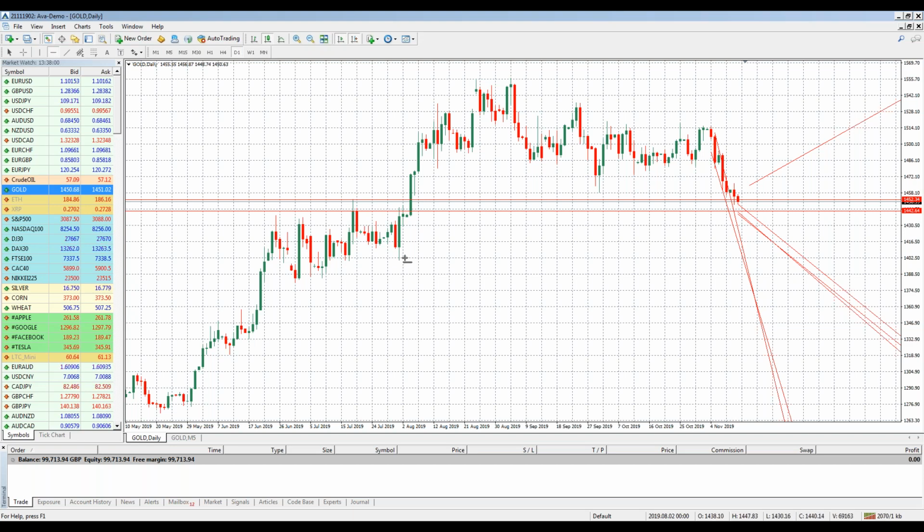The next major support is like down here, all the way down to 1402, 1403, right? So a lot to work with there, a lot of potential.